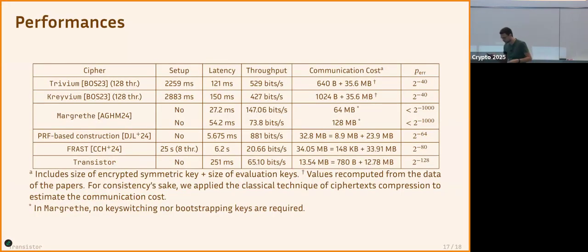And very quickly, just talking about performances. We compare Transistor to the other TFHE-friendly ciphers of the literature. There's a lot to unpack here, but the main point of Transistor is that you don't have any setup time, and we have a pretty good communication cost because we don't have a lot of noise increase, and so we can take very tight, very small parameters for the TFHE scheme. And so we have a very small evaluation key, and the key of Transistor itself is also quite small.